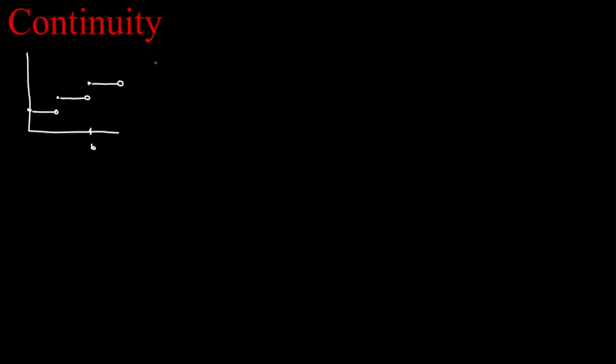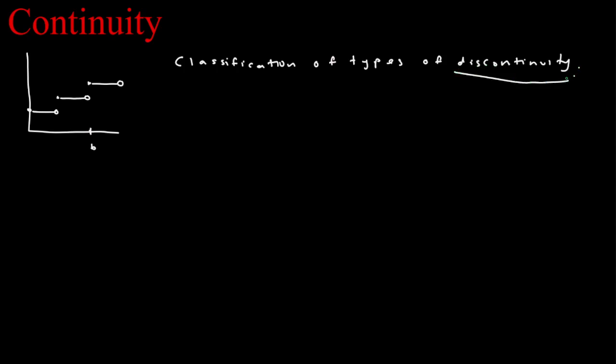Now, this brings us to classification of types of discontinuity. And this is just mostly terminology. I don't think it's really too important, but for completeness, we'll show it. So let's say we have a function like this, right? It's not defined at this point, but it's defined here at point B.